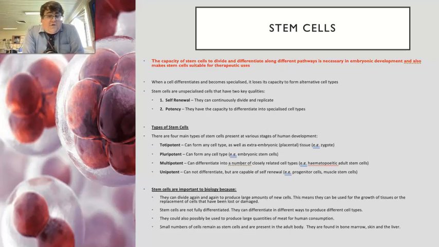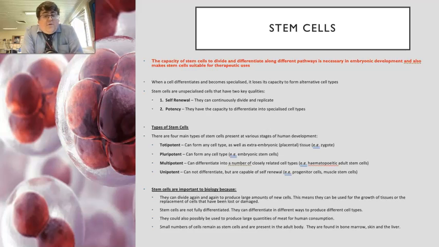First is that they have self-renewal, and that means they can continuously divide and replicate and make more copies of themselves. The second feature that they have is potency, so they have the capacity to differentiate into specialized cell types. Now, not all stem cells are equal, and they all have different levels of potency.